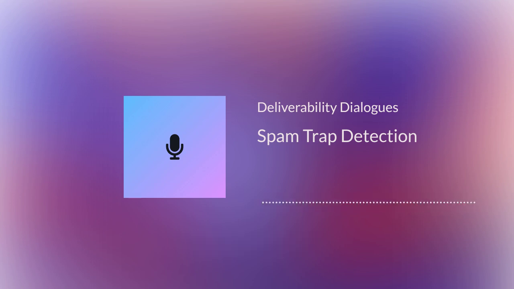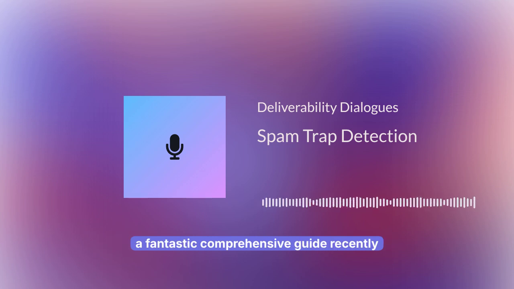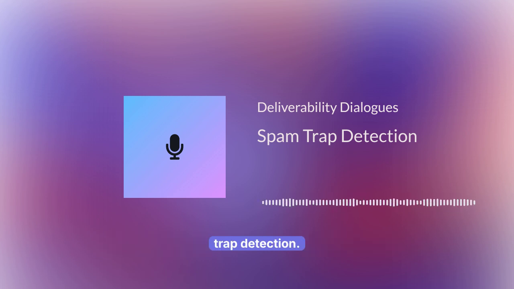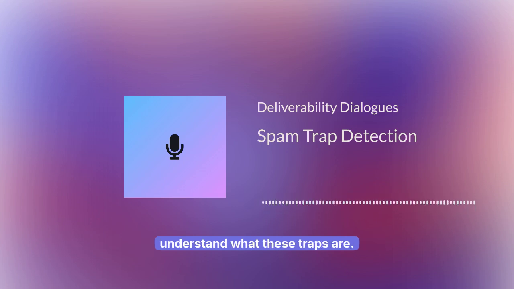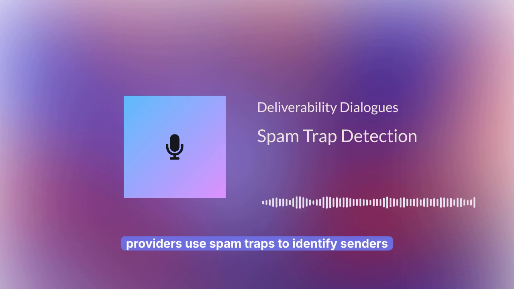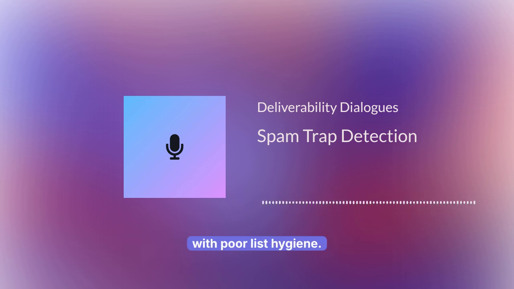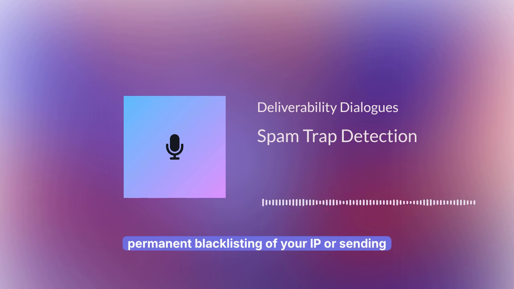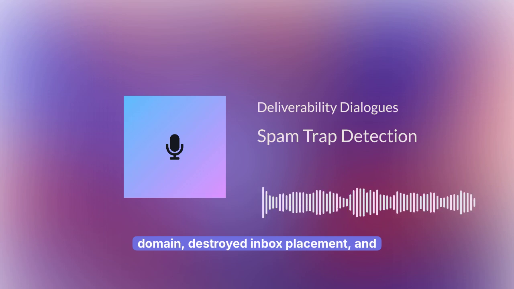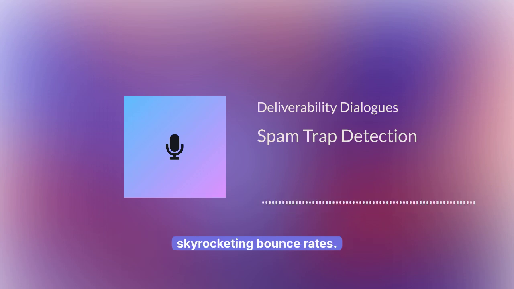That's exactly right. To break this down, we're pulling insights from a fantastic comprehensive guide recently published on the Inbox Ally blog all about spam trap detection. If you are sending bulk email, you have to understand what these traps are. Basically, organizations like Spamhaus, SpamCop, Barracuda, and all the major mailbox providers use spam traps to identify senders with poor list hygiene. If you hit one, the consequences are severe: permanent blacklisting of your IP or sending domain, destroyed inbox placement, and skyrocketing bounce rates.